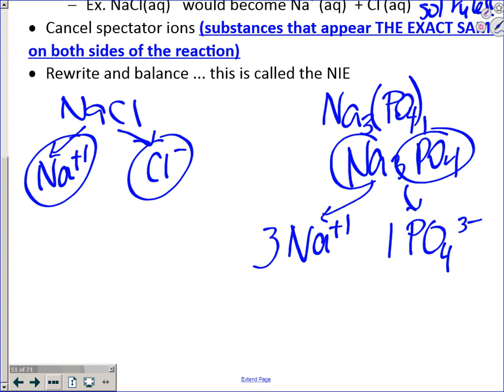But all I'm doing is ripping the ions back apart to their original form, but I'm using the subscript to say how many of that particular ion I have, which is why I put a 3 in the front here, because I have 3 sodium ions in this compound. So this is ionization. We're going to apply this now in an example.